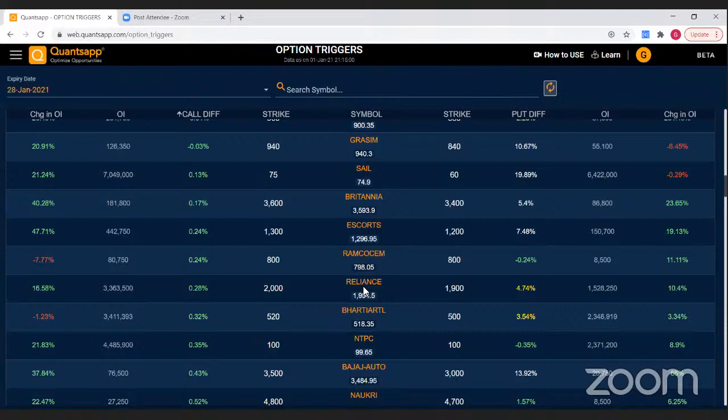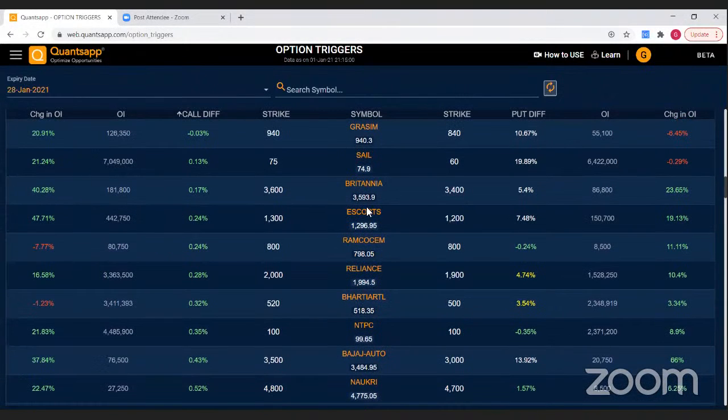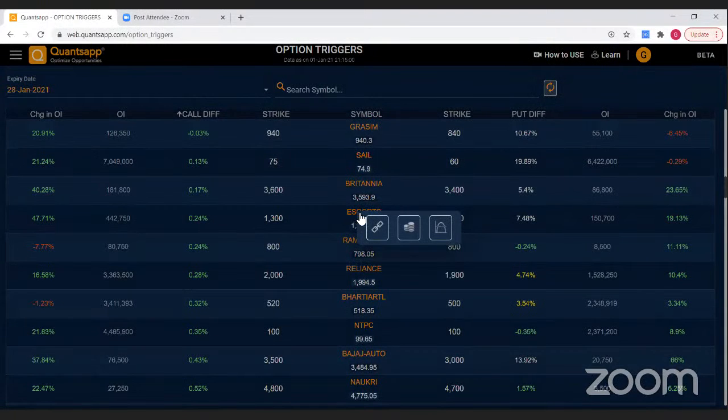So you can look into it. Now, let's take the Scots. If I click on the Scott, we have also added the tool interlink facility where you can actually jump from one tool to another. So in option trigger, we saw that you can find the different stocks which are very near to the highest call and the highest put.